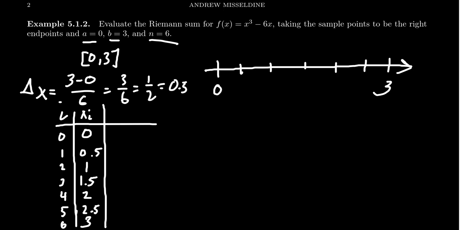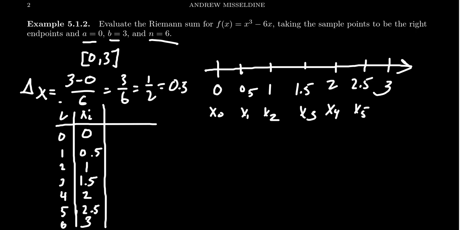And I'm going to label these things, of course. Sorry, that was 0.5, 1, 1.5, 2, and 2.5. So these are our little markers along the way. This is our x0, x1, x2, x3, x4, x5, and x6. So we marked up the x-axis in the following way.